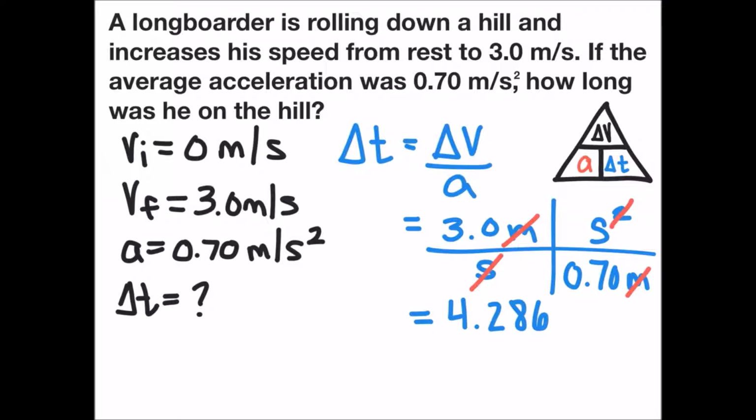4.286 seconds. As always, we need to check back in our question to see how many sig figs our answer has. 3.0 meters per second has 2 significant figures, and 0.70 meters per second squared has 2 significant figures as well. The final answer must have 2 sig figs. Delta t is going to equal 4.3 seconds.